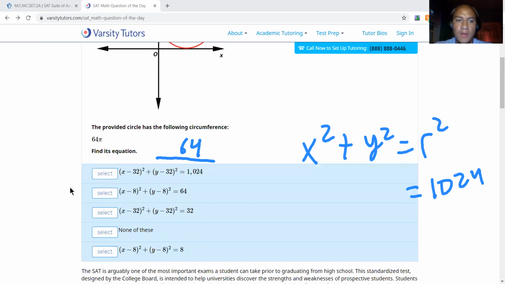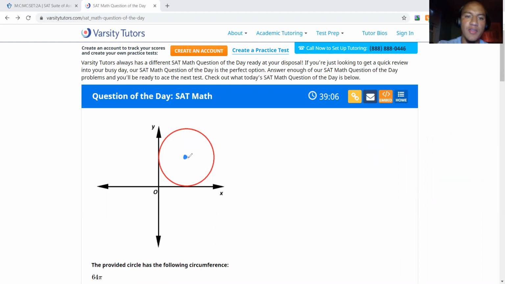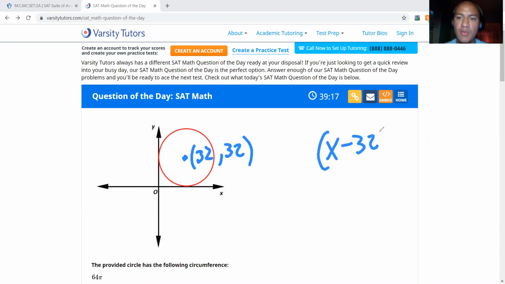Okay. It's going to be the first one. But let me explain what that means. So basically, here's what it's trying to say. It's shifting the origin. And I'm going to clear the drawings here. When you have a different origin like this, 32 by 32, then you have to make it so that the equation will treat that as the origin. And that would have to be x minus 32 squared plus y minus 32 squared equals 1024.